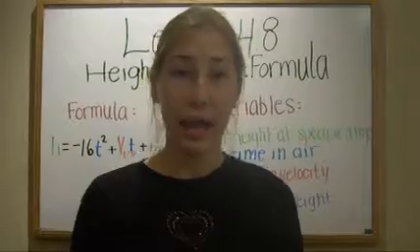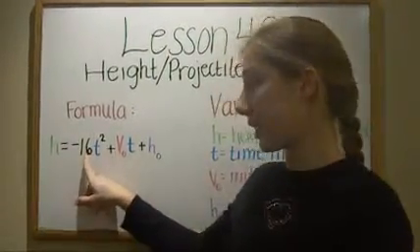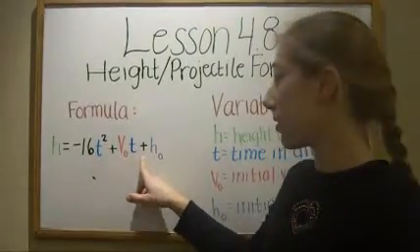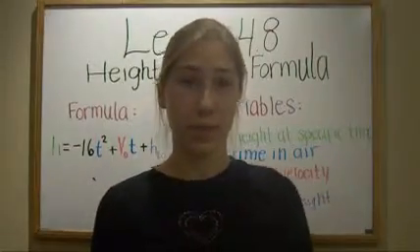First of all, the height or projectile formula is here. H equals negative 16 t squared plus v sub 0 t plus h sub 0. Now you're probably wondering what those variables mean.